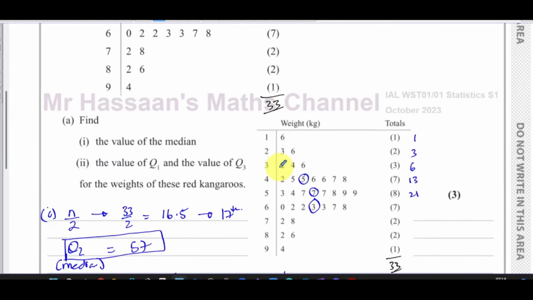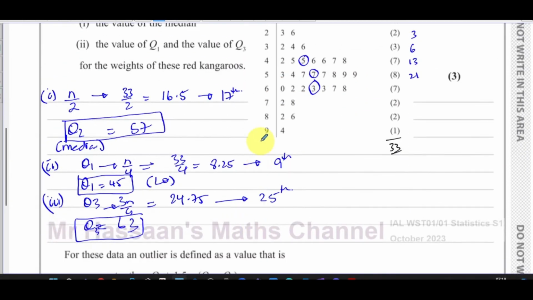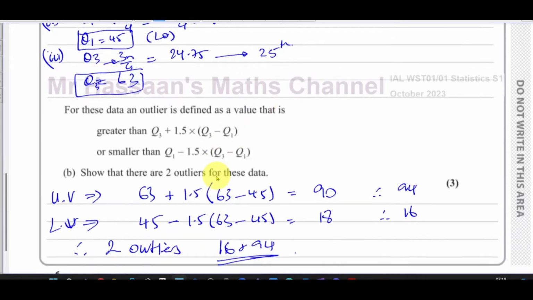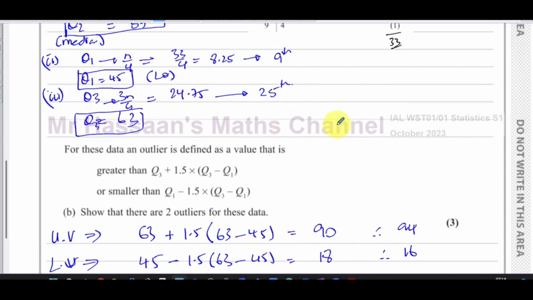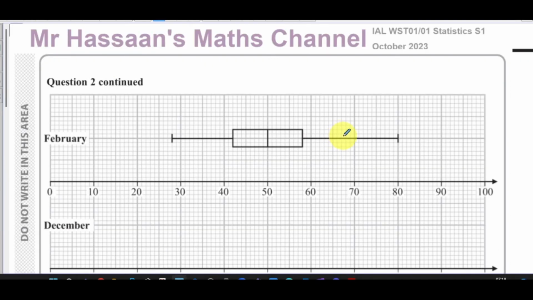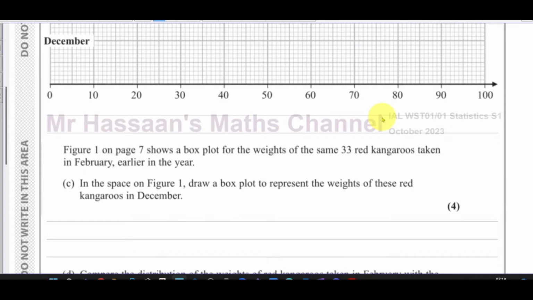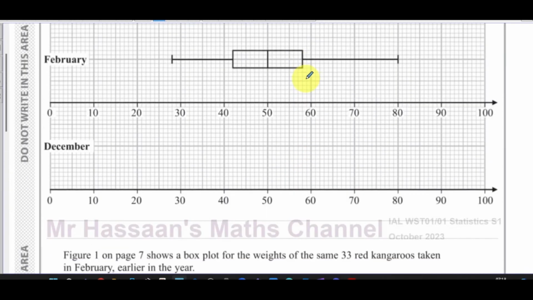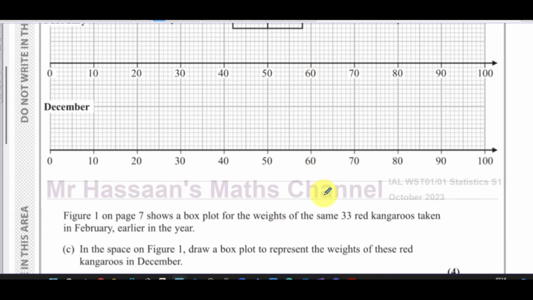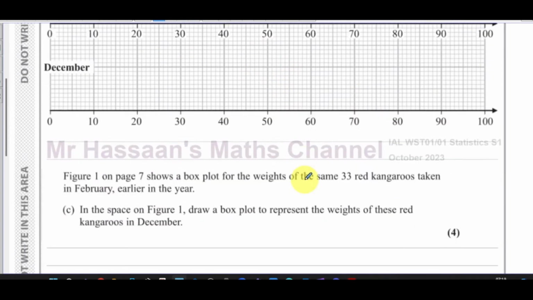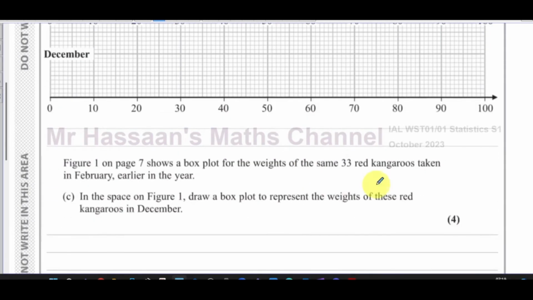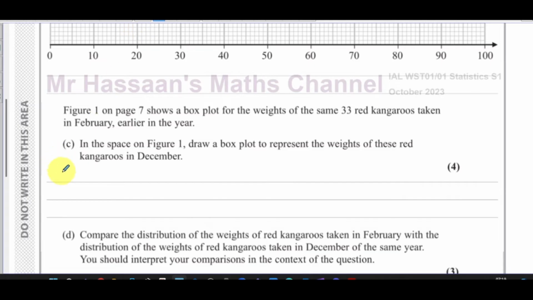So we've got the value of the median, the upper quartile, the lower quartile, and now we found the outliers. Okay, we found the outliers, and now we can do the following. It says in figure 1 on page 7, so that I put it above here, shows a box plot for the weights of the same 33 red kangaroos taken in February earlier in the year. Okay, so that's a box plot here.